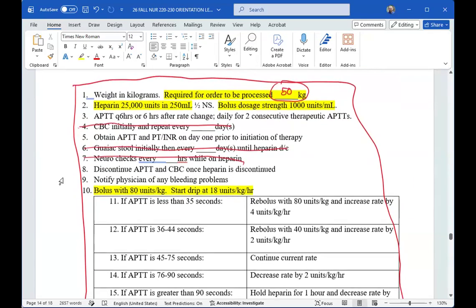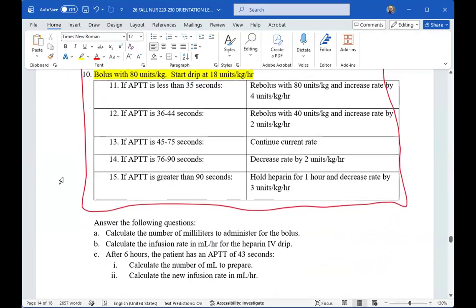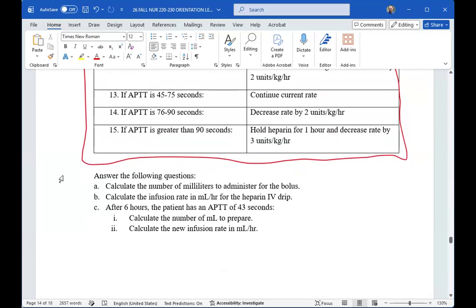All right. The next thing we need to pay attention to are these questions. It's asking me two questions. The first question is, what's the number of milliliters to administer for the bolus? Question two is, what's the infusion rate in milliliters per hour? I need to know those pieces of information in order to answer the question. We're going to come back to letter C in a moment.